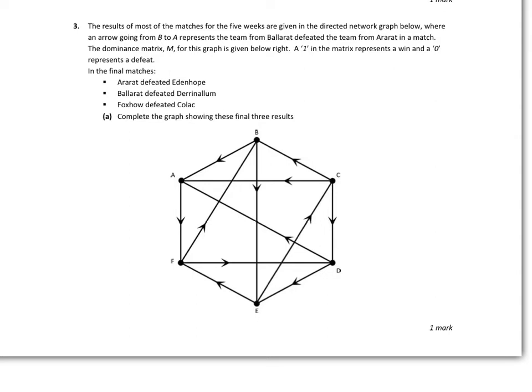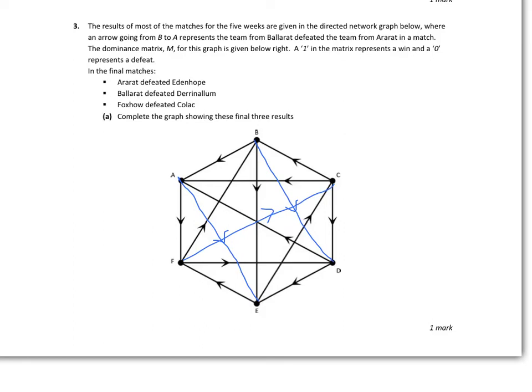So the final matches, Ararat defeating Edenhope, Ballarat defeated Derranellum, Foxhowl defeated Colac. They are missing from the graph and we need to add them in. So it's just a matter of drawing an arrow from A to E to represent Ararat beating Edenhope and making sure we put the arrow in the correct direction. Ballarat to Derranellum, so B down to D. And Foxhowl to Colac, so across the middle there, Foxhowl to Colac, and our arrow going in that direction.